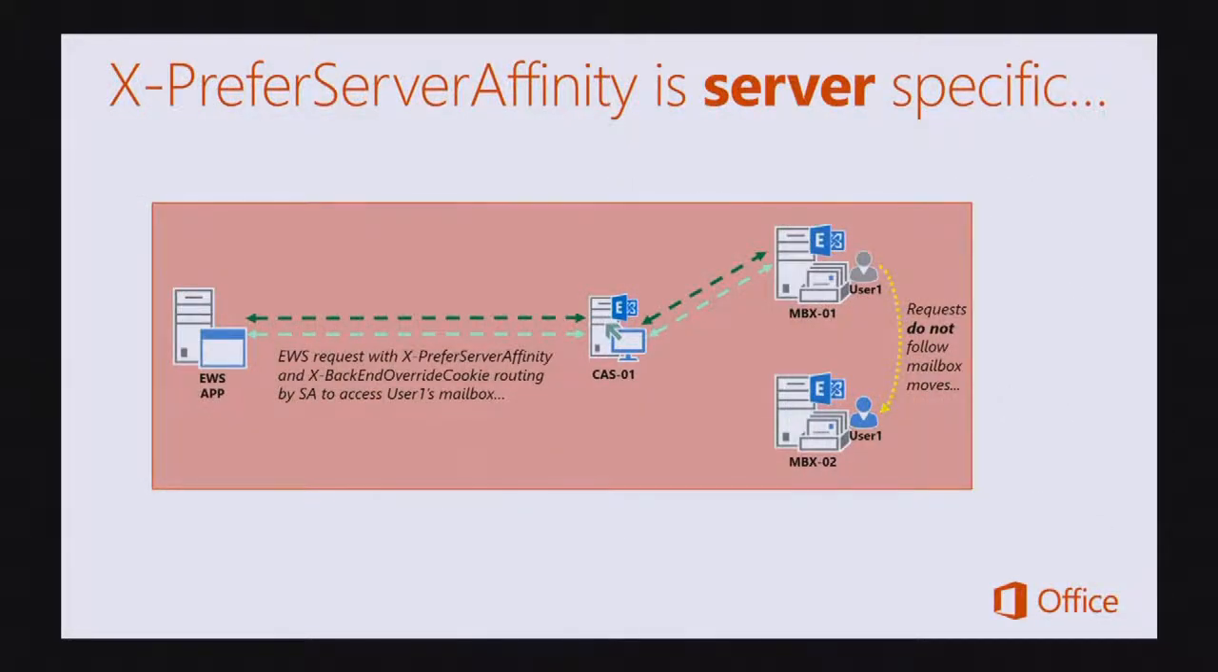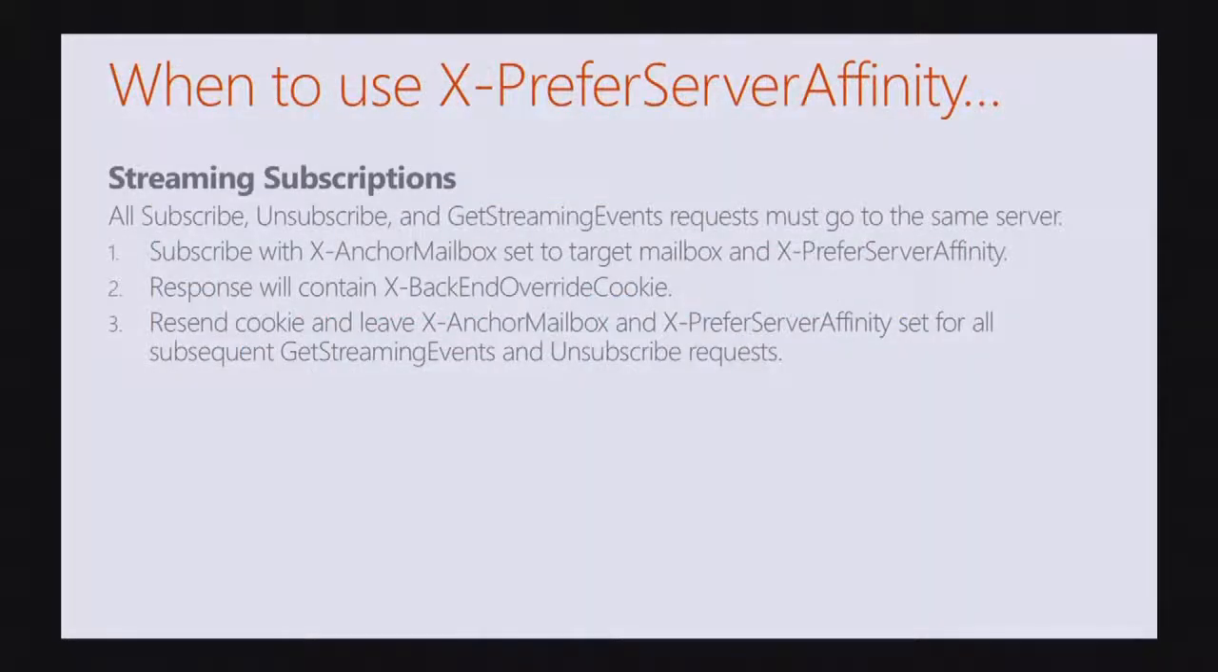So going in deeper to prefer server affinity. This is server specific. So this is a scenario where when I'm using the prefer server affinity request, when user 1's mailbox moves, my requests continue to go to mailbox 1. So this is me saying, I want to create affinity with mailbox 1, and then when user 1 moves, I want to keep going back to mailbox 1. And we'll talk a little bit about why that's important here on the next slide.